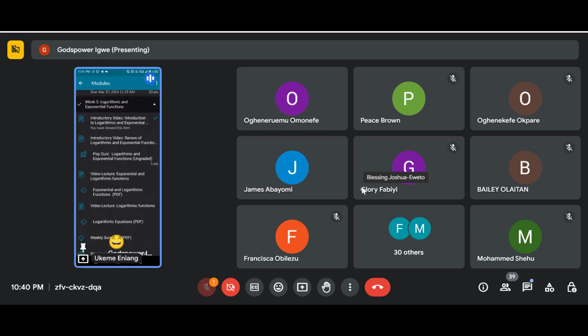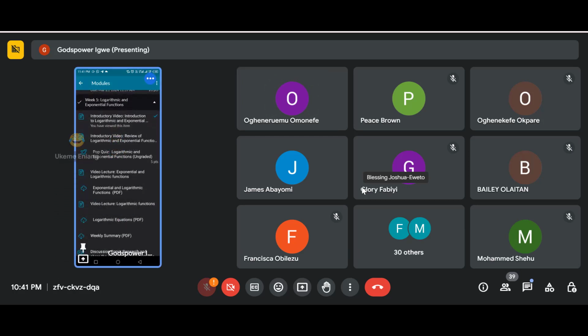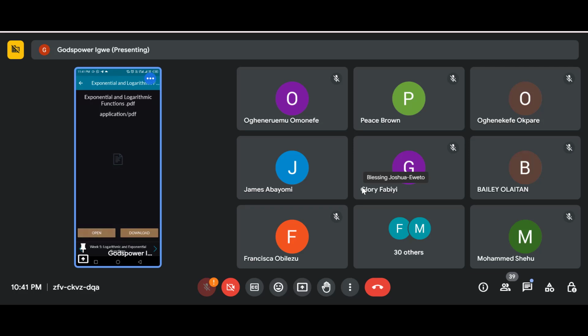Yeah. Logarithm and exponential functions. Where did we say we are starting from? This exponential and logarithm functions. Okay. Wow. Talking for 3 hours.